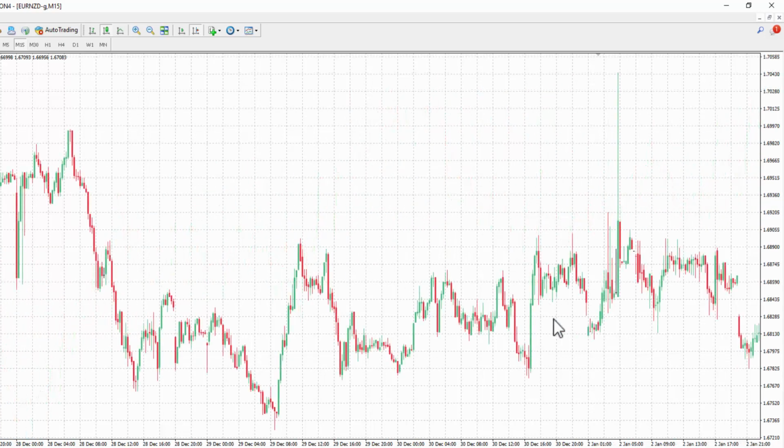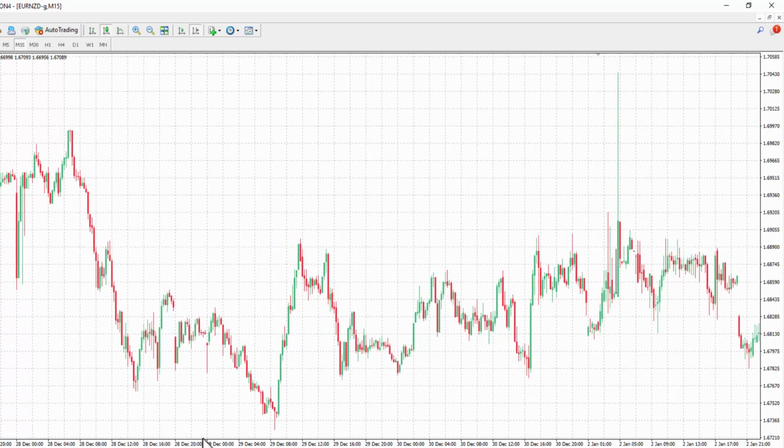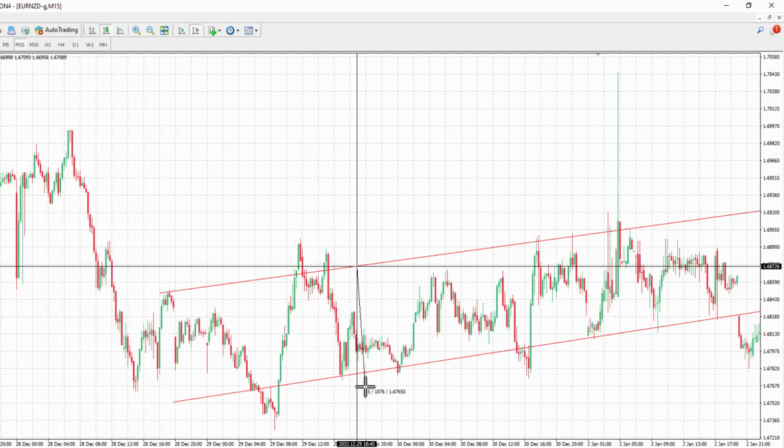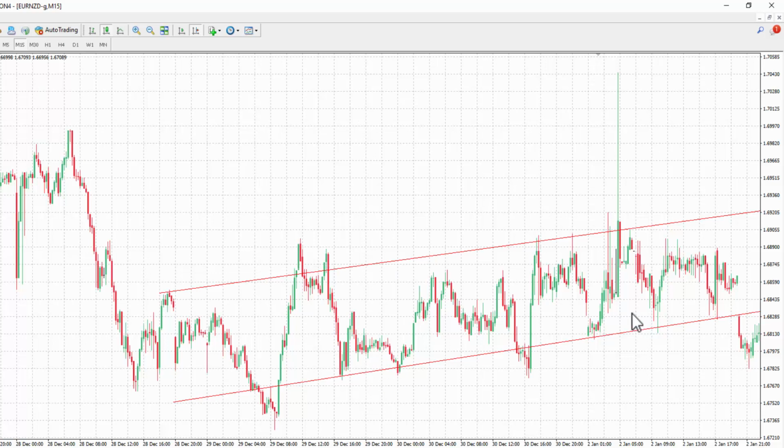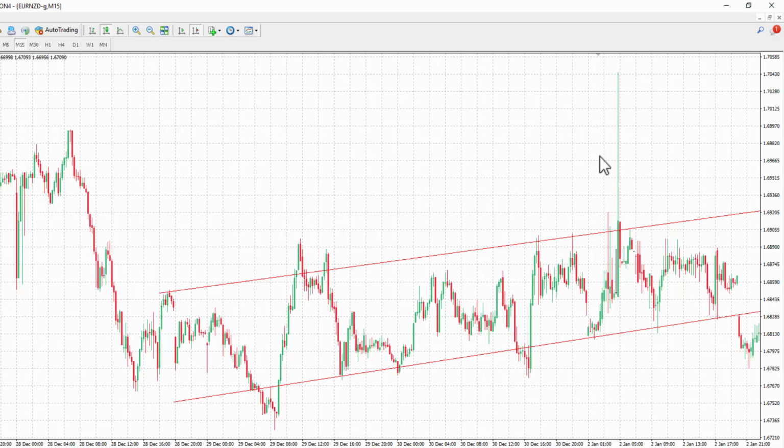And here's another example. I will draw two trend lines more or less like this. The distance between these trend lines is about 93 pips. And then we have one candle over here, this green candle, that does almost 200 pips in 15 minutes. Again, this is the market reacting to a news announcement. So here's what you need to be aware of.